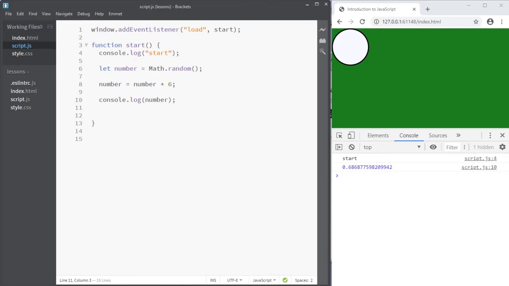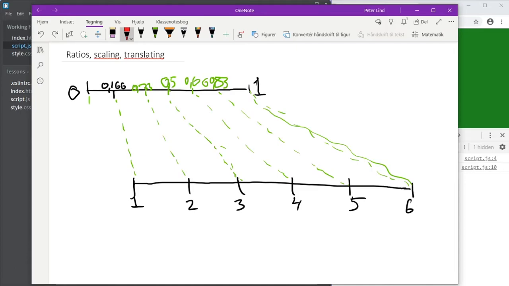Well, it all comes back to our calculation here. Because remember, it will never be 1, so it will never be 6. But also, when we said here that 0.166 would become 1, what about everything below that? We have an area here that I'm drawing in red, where everything would be 0. And we don't want that. We want to avoid that.